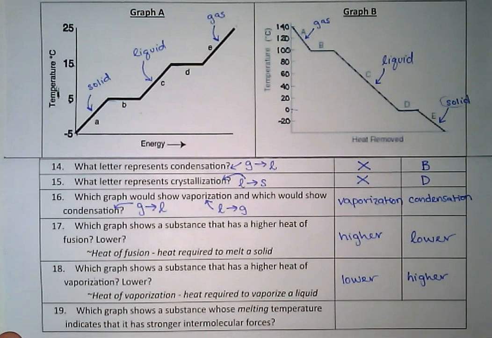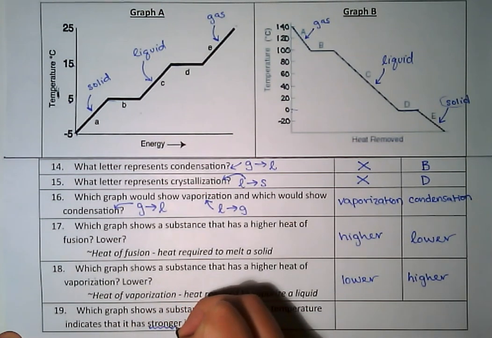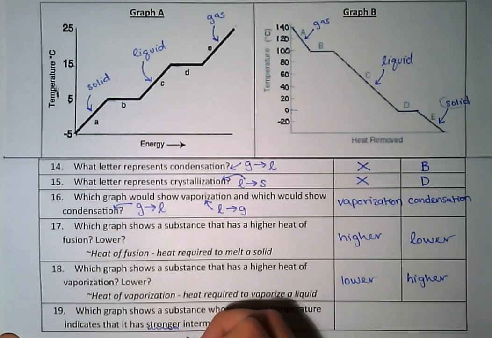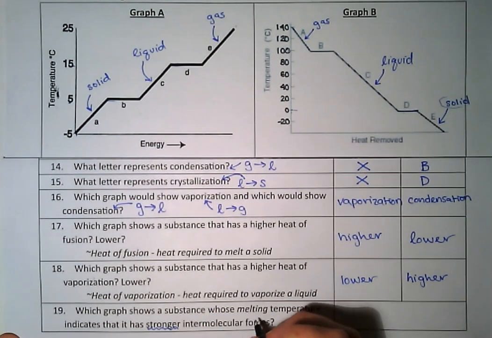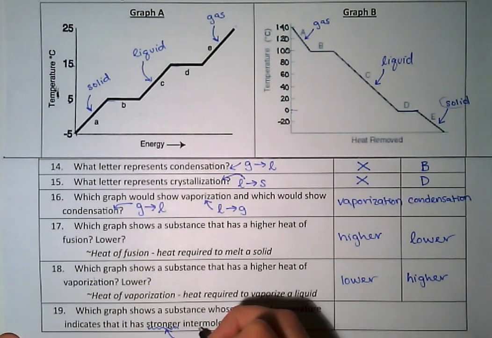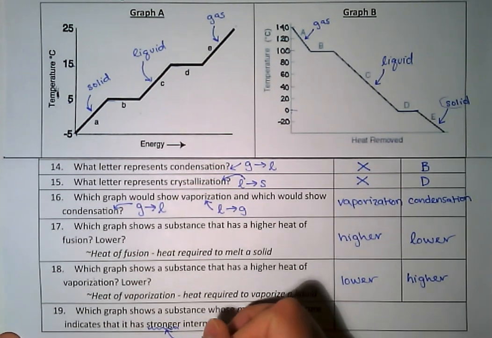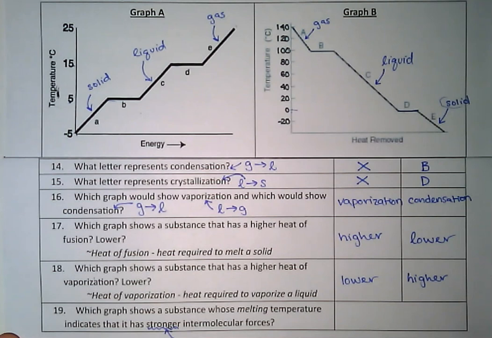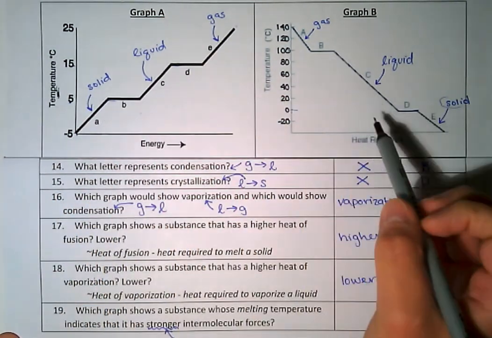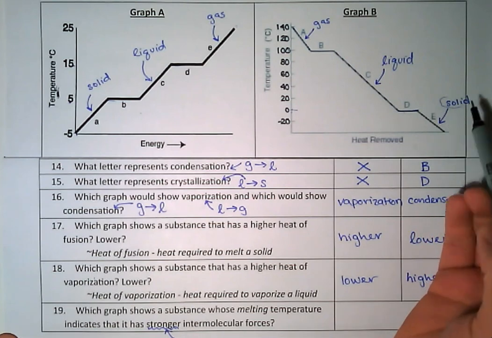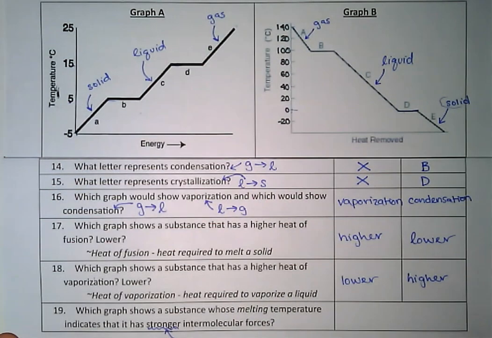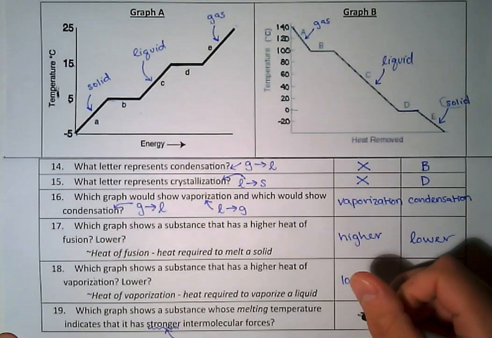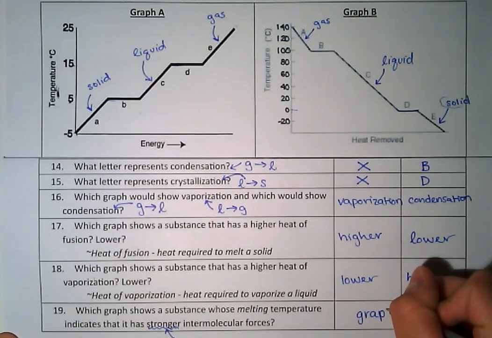And finally, number 19 says, which graph shows a substance whose melting temperature indicates that it has stronger intermolecular forces? The stronger the intermolecular forces in a substance, the more energy it's going to take to melt it, because it requires more energy to break those intermolecular forces up and cause something to go from a solid to a liquid or a liquid to a gas. So we're looking for the substance that has the higher melting temperature. Graph A melts at 5 degrees, and graph B melts at 0 degrees. So graph A, our substance, would have stronger intermolecular forces. So I'm going to put graph A here.